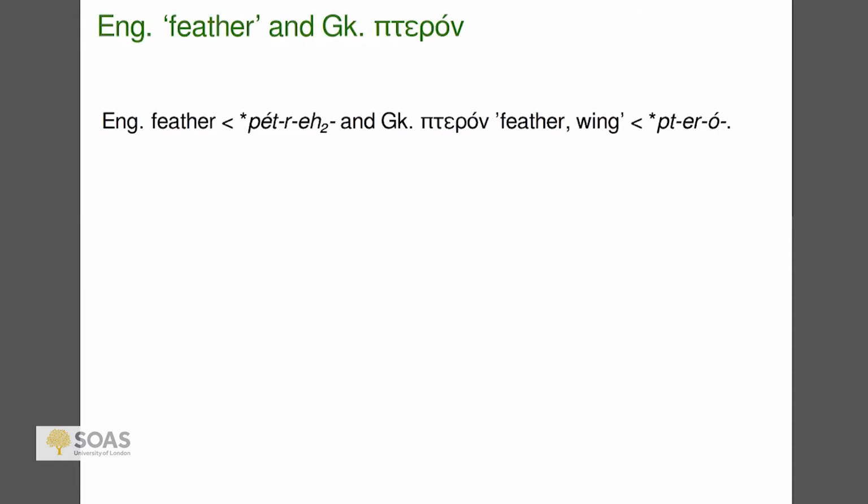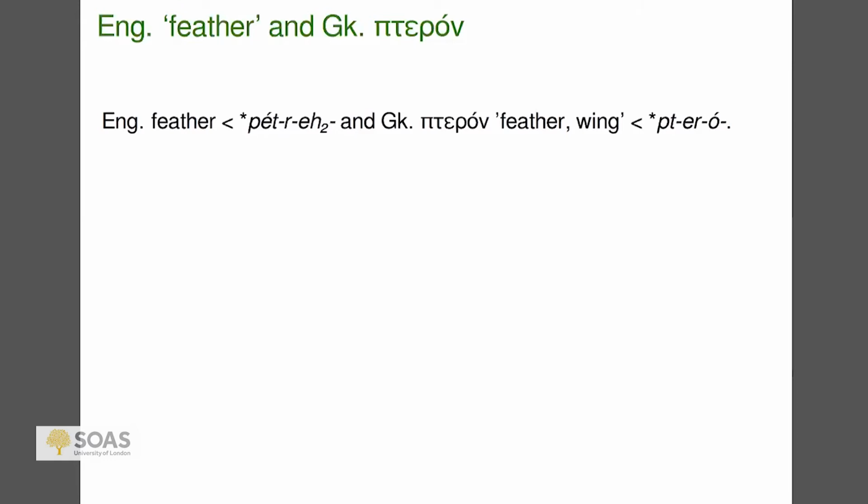So we're looking at feather in English and pteron, which means wing more than feather, but means feather and wing in Greek. And, you know, I assume most people probably know the word, but it comes up in English words like helicopter, which is a wheel-like wing, and a pterodactyl, which is a dinosaur with wing fingers. So the Greek word comes up in English as well.